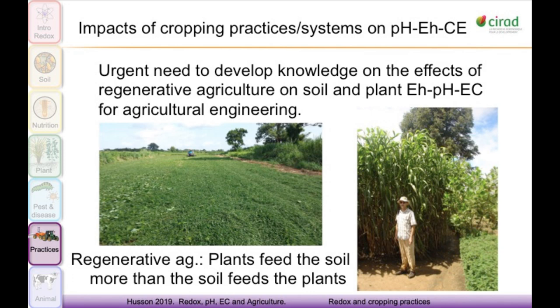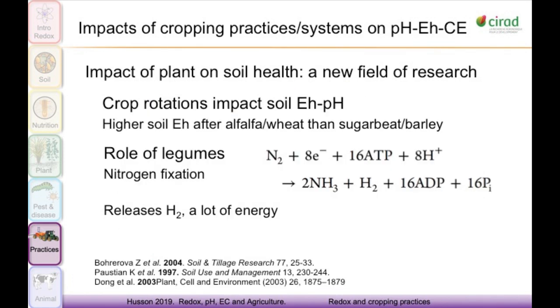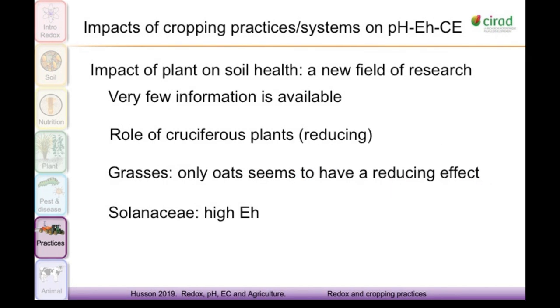We know that the legumes are very useful. In the nitrogen fixation, the equation is this. We need a lot of electrons, of protons, of energy, but it produces ammonium and H2. So the legumes release H2, so a lot of energy into the soil directly. So it's extremely reducing. So for me, the nitrogen fixation is good. There's more nitrogen for the plants after, but we overlook completely the effect of this energy that we inject into the soil. There's almost no information. We have to do everything.